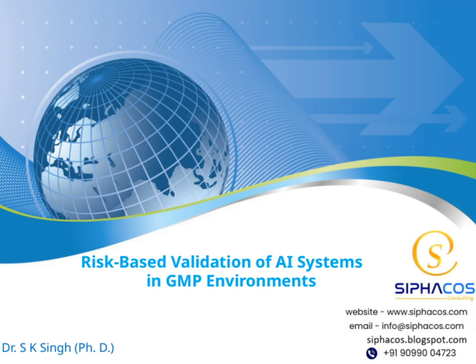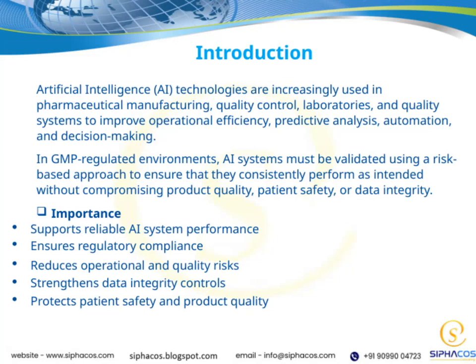innovation in our processes. Let's start by looking at how artificial intelligence, or AI, is increasingly becoming a part of our pharmaceutical environment. You'll notice that AI technologies are now being used across various areas such as manufacturing, quality control, laboratories, and quality systems. The main goal here is to improve operational efficiency, enable better predictive analysis, automate processes, and support smarter decision-making. Now, in regulated environments like those following good manufacturing practices, or GMP, it's not enough just to implement AI systems. We need to make sure these systems are validated properly. And that's where a risk-based approach comes in.